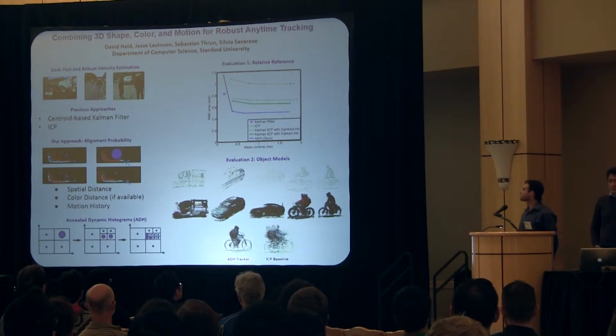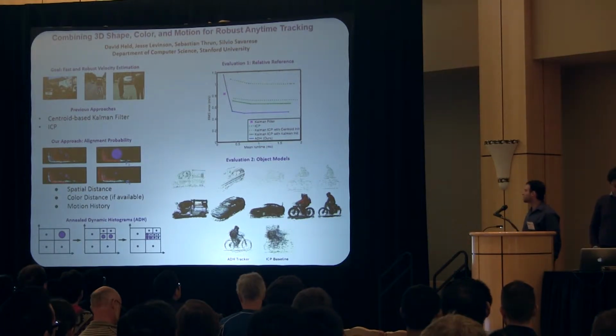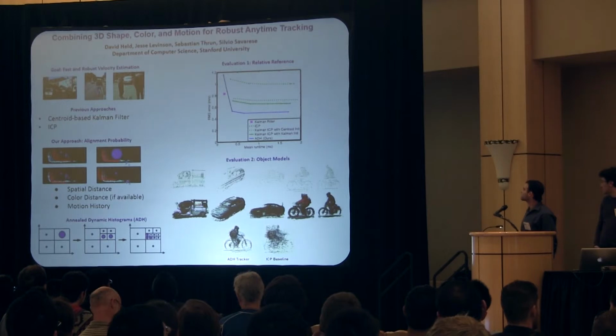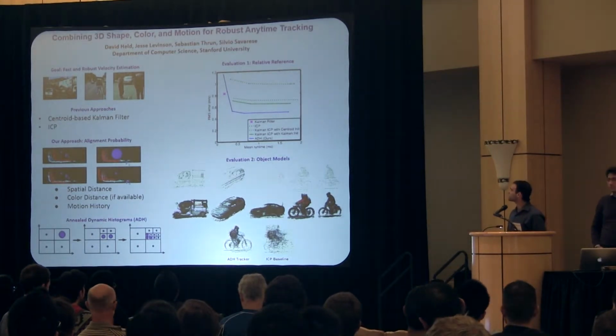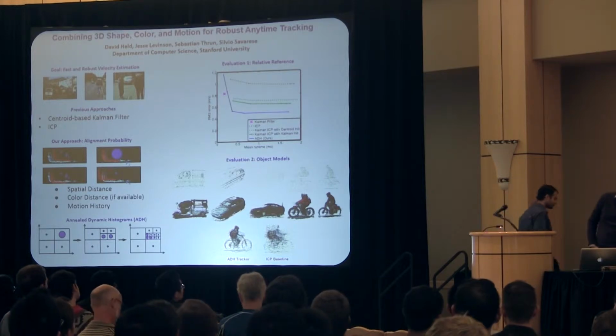We have created a probabilistic framework that combines the spatial distance, color distance if color is available, and the past motion history. We also have a novel sampling method that allows us to globally explore the search space in real time. Our two evaluation methods show that our method works much more accurately than previous methods while still running in real time.